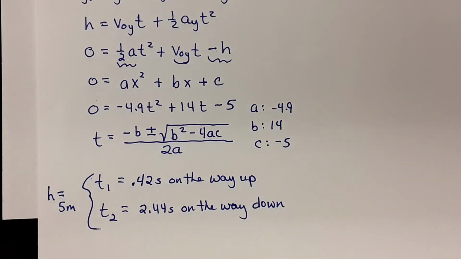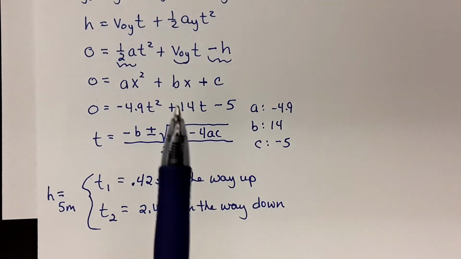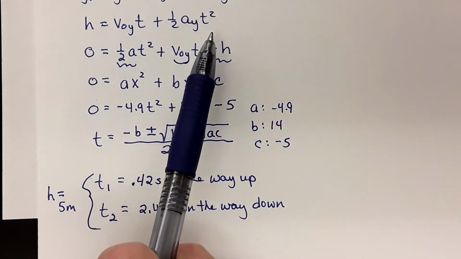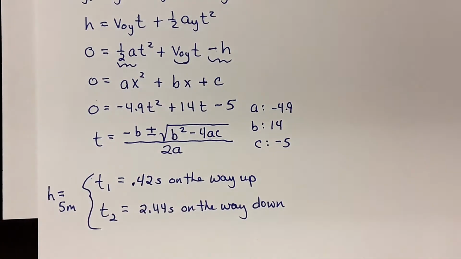Bam! Look at that. When the ball is at a height of 5 meters, it could be at a point in time that's 0.42 seconds on the way up or 2.44 seconds on the way down. Pretty cool. All right? Now, you needed to see this. I very seldom give anything like this, but you did need to see what happens, and it also helps you to understand how the vertical height and the time do have a parabolic relationship, okay?